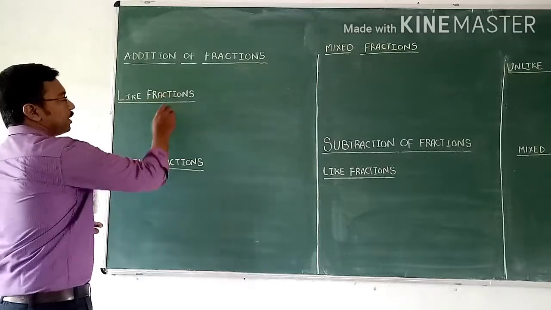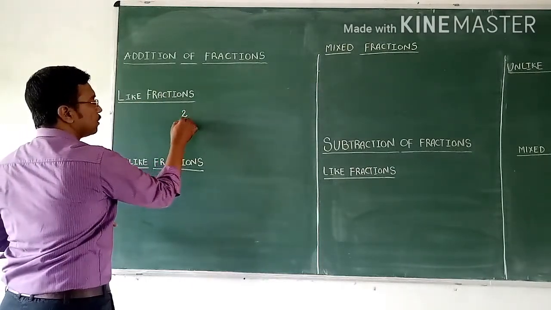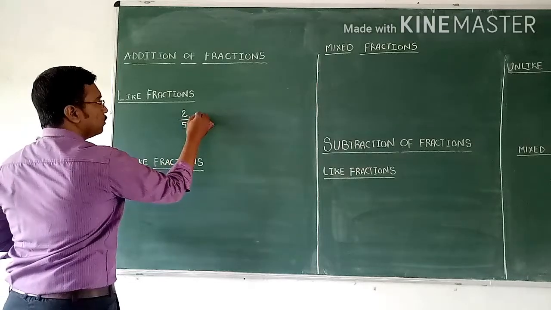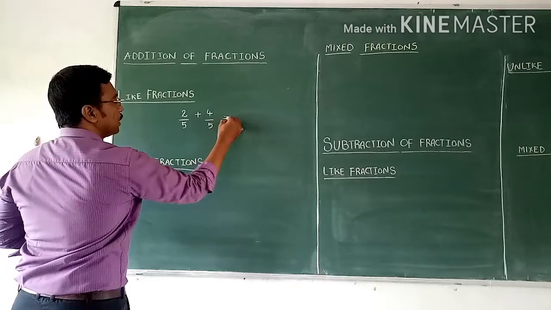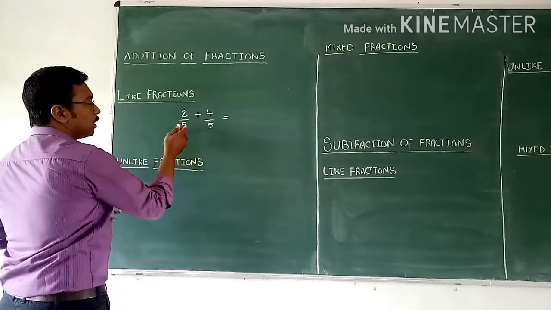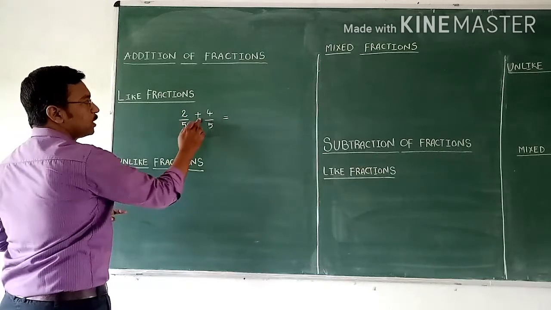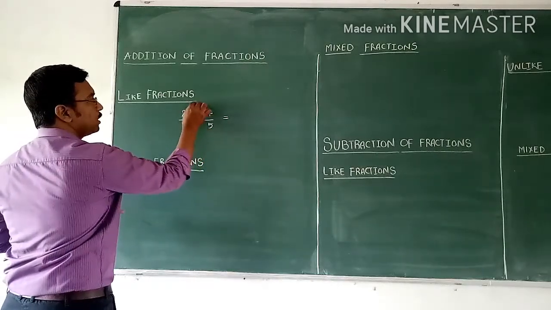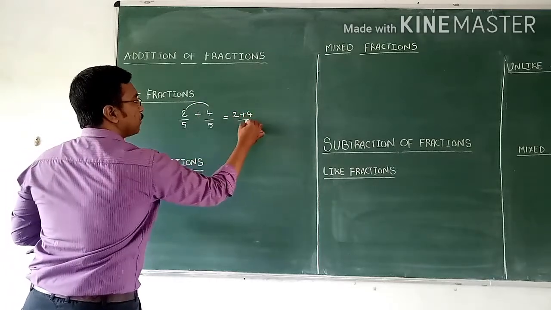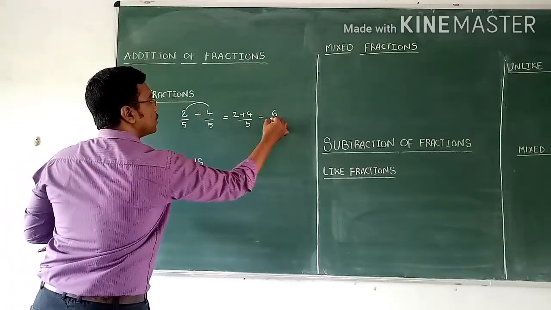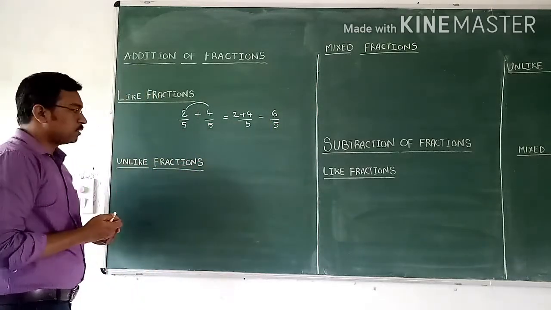First see like fractions. I am taking two like fractions here, 2 by 5 plus 4 by 5 is equal to... we already know the like fractions are having the same denominator. 2 by 5 plus 4 by 5, you simply add the numerators, 2 plus 4 by 5, 2 plus 4, 6 by 5. This is the addition of like fractions.